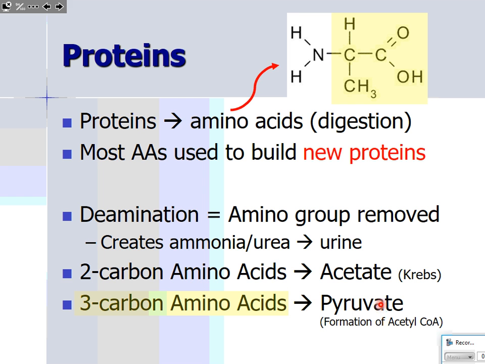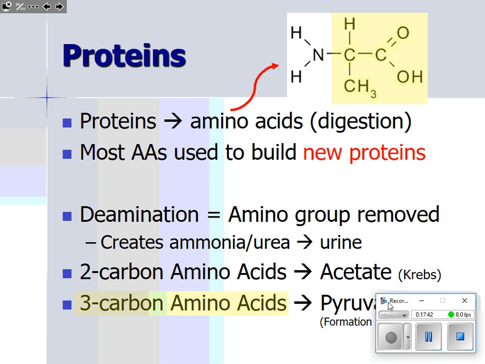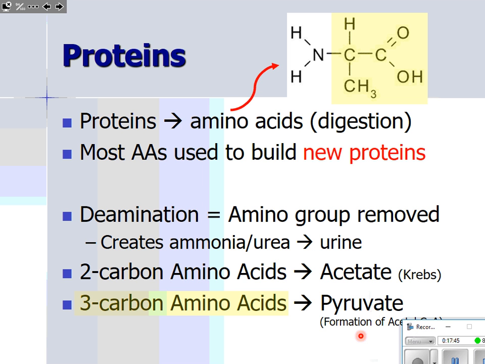Remember, normally we make pyruvate through glycolysis, through splitting glucose in half. But this is just another way to make a 3-carbon pyruvate by simply modifying these 3 carbons from an amino acid. And you would simply take that pyruvate now, remove one of its carbons, and turn it into acetate. Okay, so let's look at it. I know this is a lot to take in.